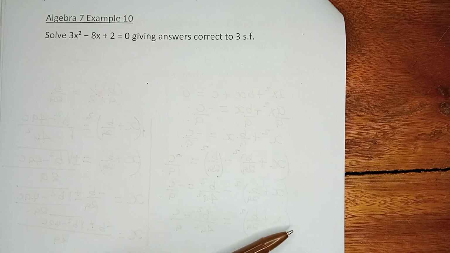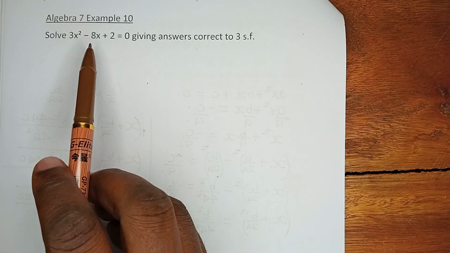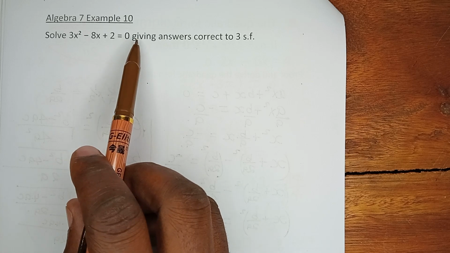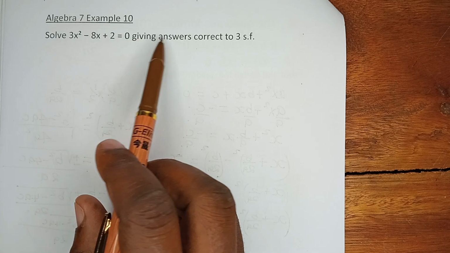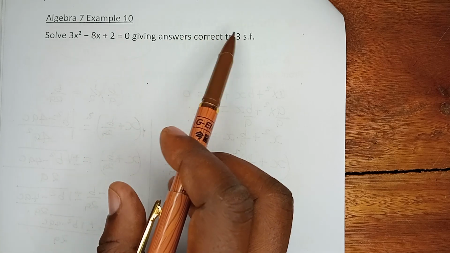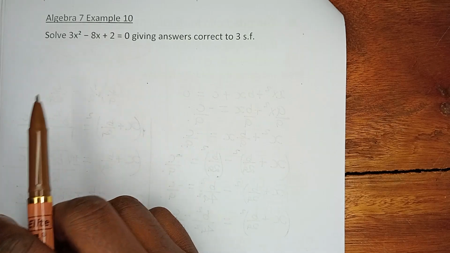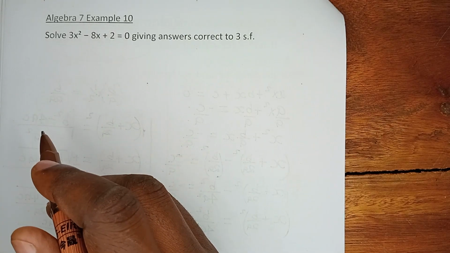And in this video I want us to understand example 10 of Algebra 7. Now that we have learned how to use the quadratic formula, I would want us to solve 3x squared minus 8x plus 2 equals 0, giving answers correct to 3 significant figures. And I choose to use the quadratic formula.